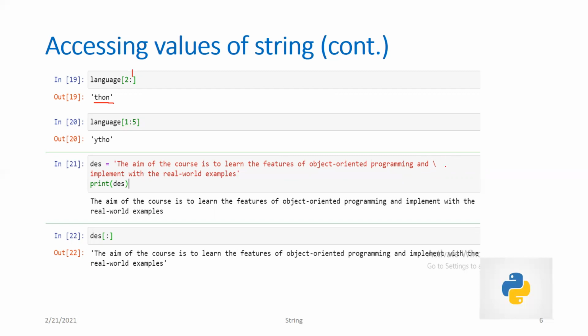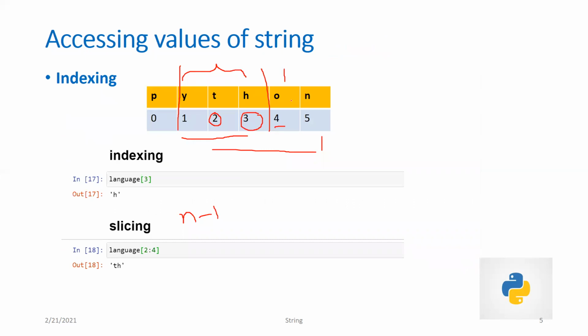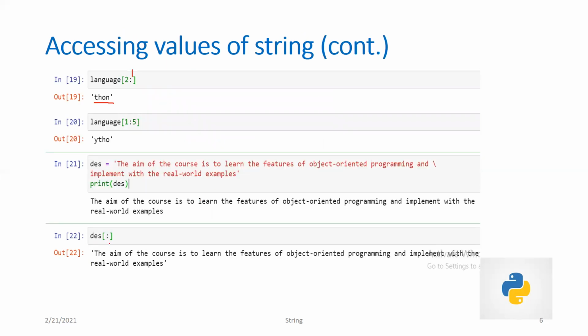Rather than that, I can use this line breaking style. If my string is too long, and I want the total string, not only a short string, then I can use this kind of statement. Inside language, if I use a colon only, it means there is no starting point and no ending point. I want the whole string. So for DES value, I use only a colon, and the whole value is printed.